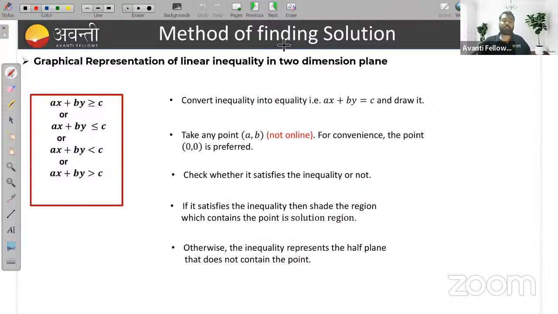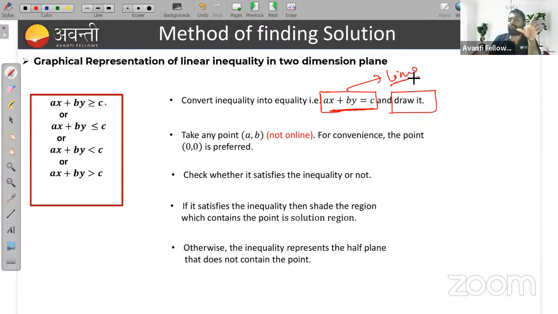चलो. So what are the rules? What are the steps? How can you solve? है ना. So convert the inequality. Suppose you have an inequality ax plus by is greater than or equal to c, right? So first of all, what you have to do, convert this inequality into equality and draw the line. Draw the equation. Draw the line. है ना. So this is the line. This represents a straight line or not? So draw the graph of the line, है ना.